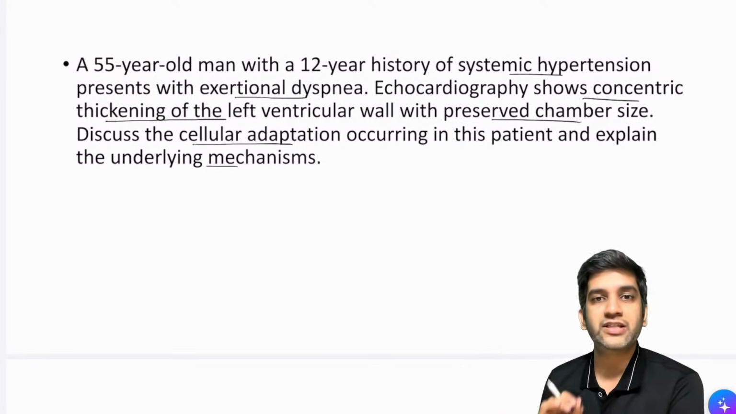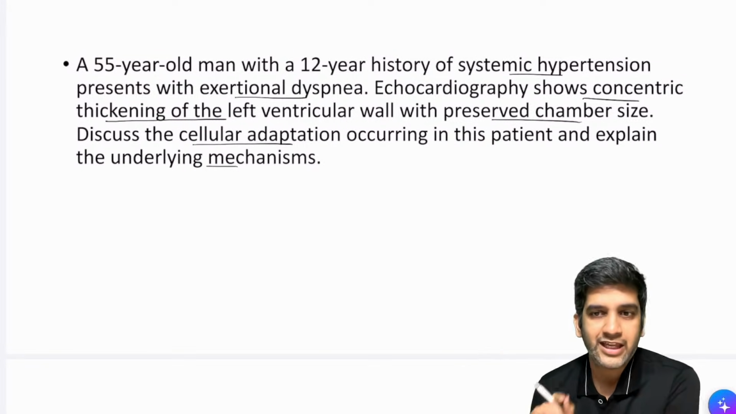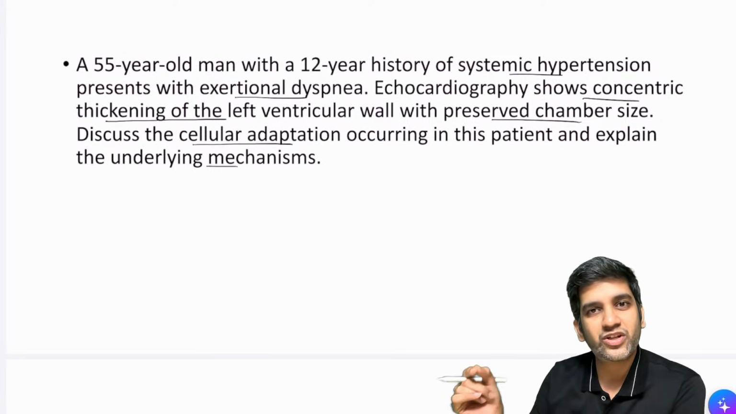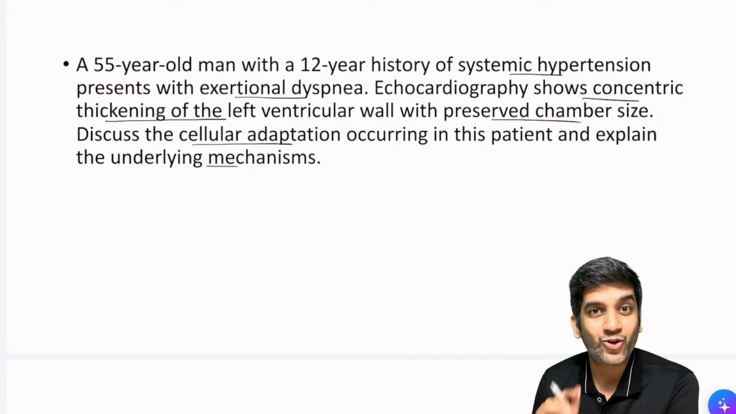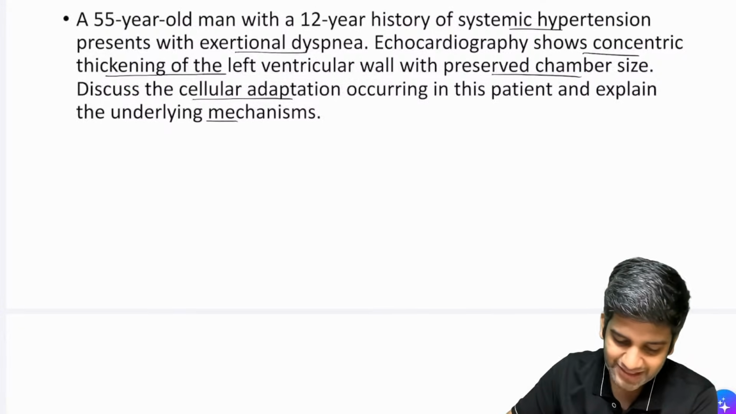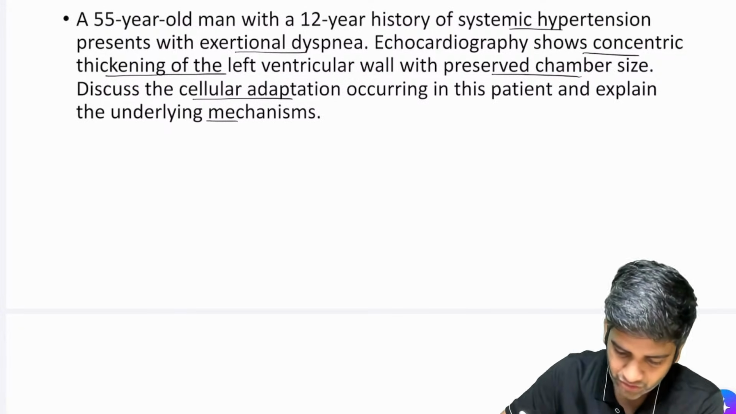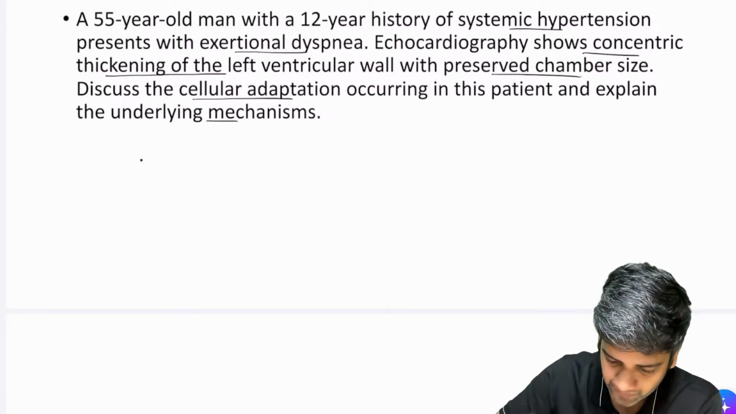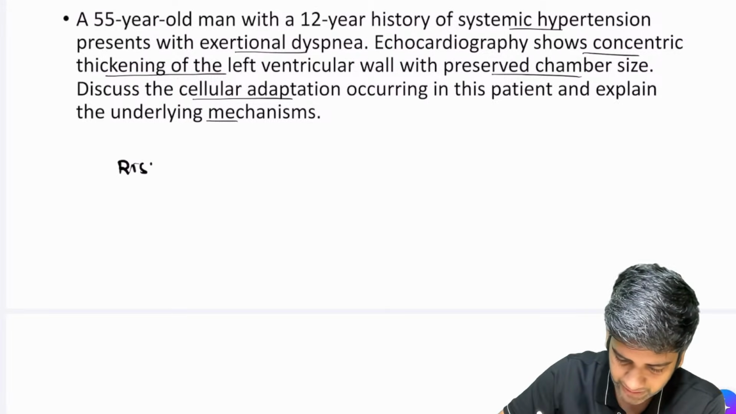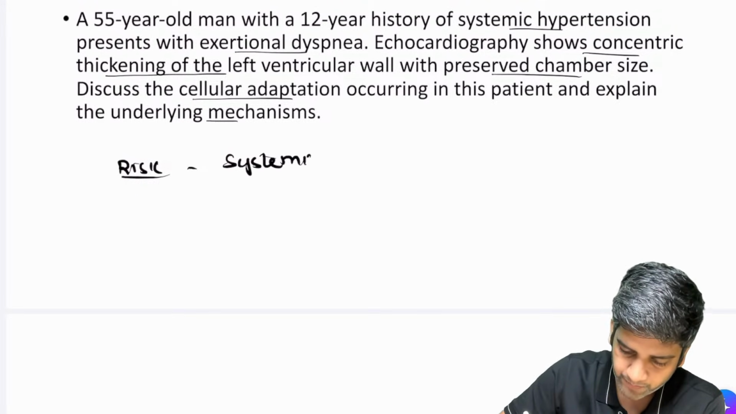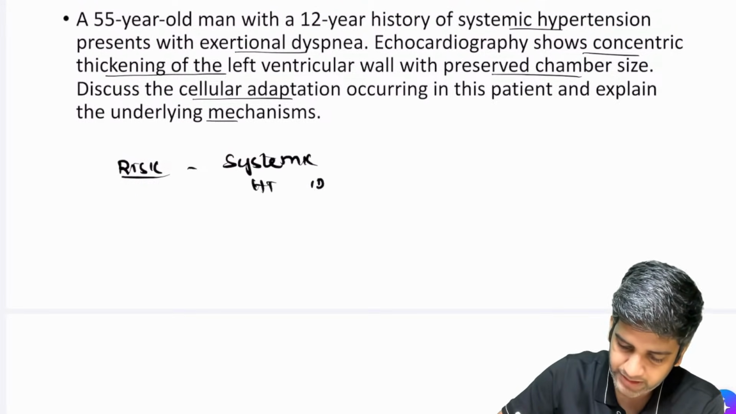But what is required is, how do I present it? See, the way of presentation tells a teacher that this student has thought it through and answered, not just made a random guess or looked at the next paper, right? So here it's simple. First thing, I have a history of systemic hypertension for 12 years. That's a good amount of time, right? So I have a risk factor here. Risk factors: systemic hypertension for 12 years.